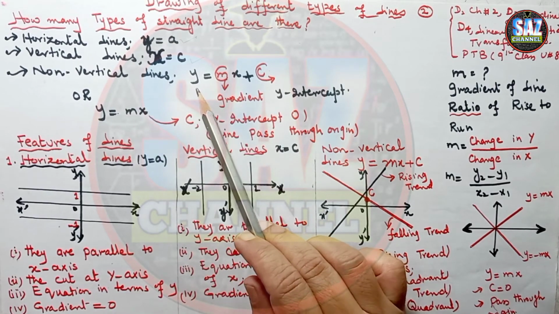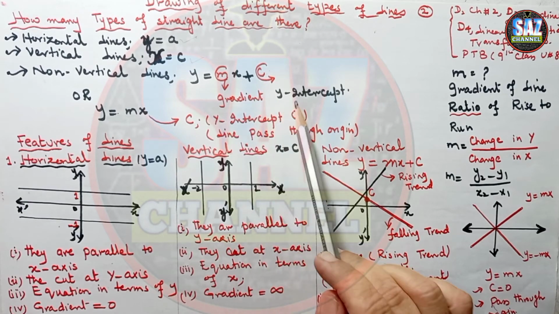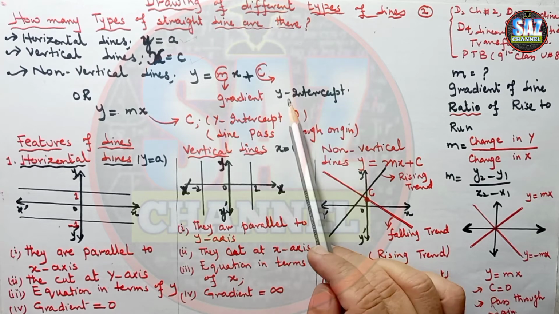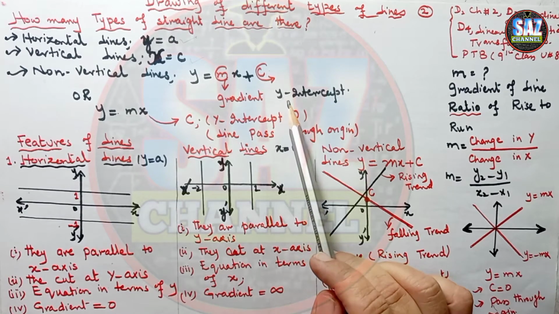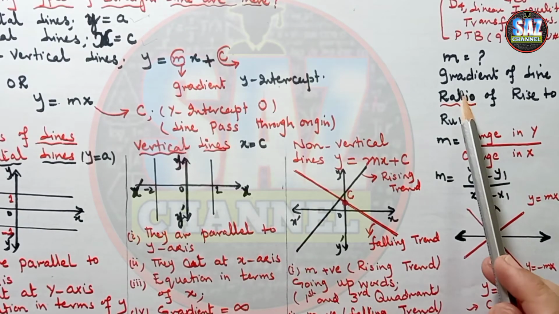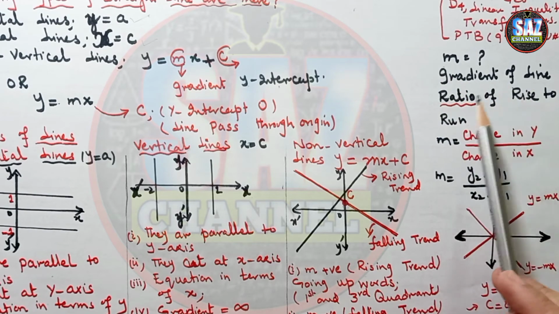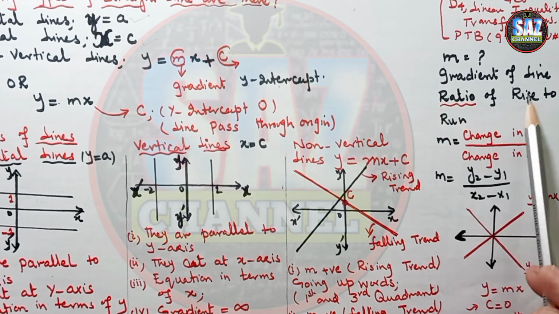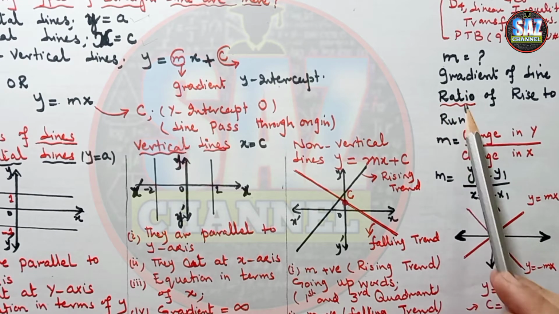For the line y is equal to mx plus c, m is the gradient and c is the y-intercept. Y-intercept means the point or the place where the line meets the y-axis. How to understand the gradient or m? Gradient of the line is the ratio of rise to run. Ratio means to divide something.